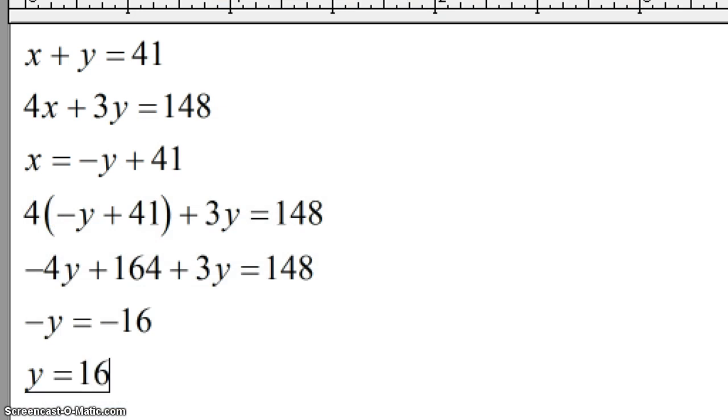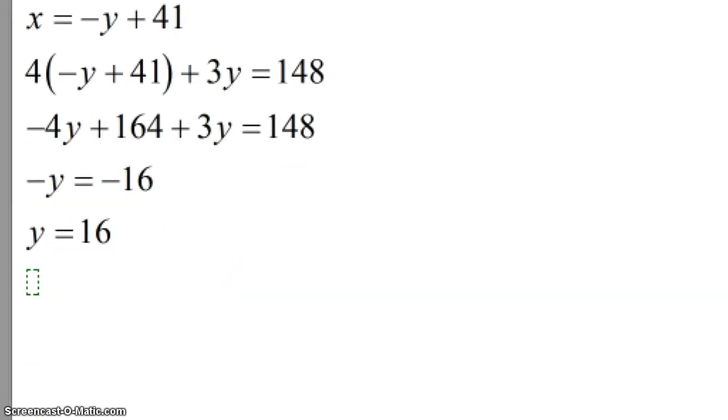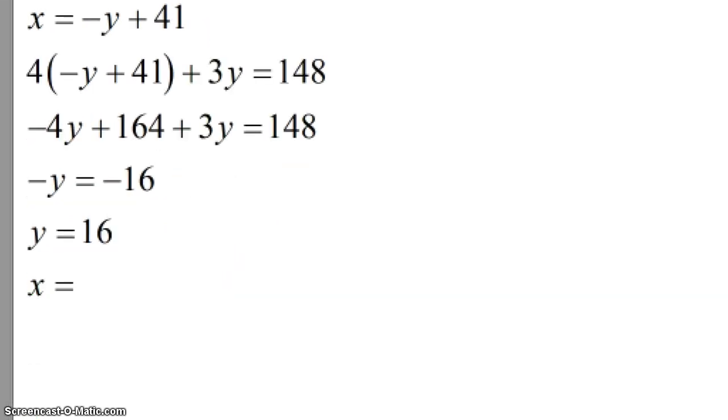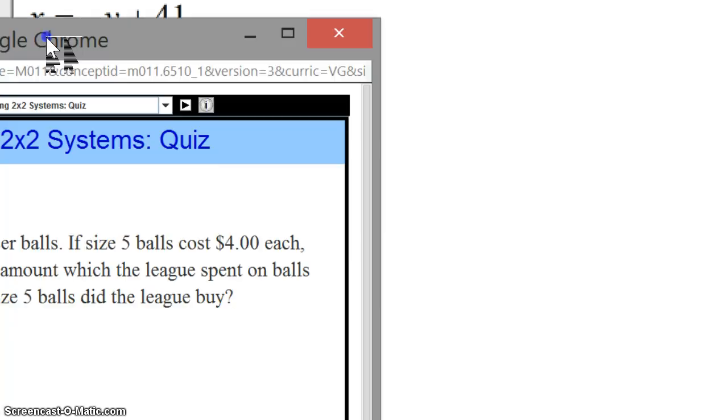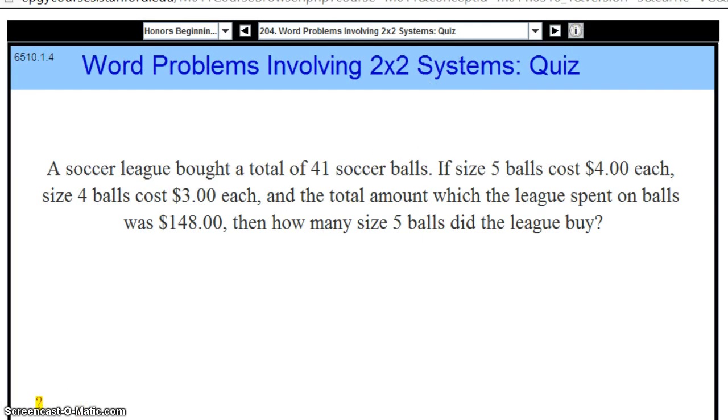Okay, now let's figure out x, if x equals negative y plus 41. Then x equals negative 16 plus 41, and that is 25. So x is the number of size 5 balls, so the answer should be 25, and that's correct.